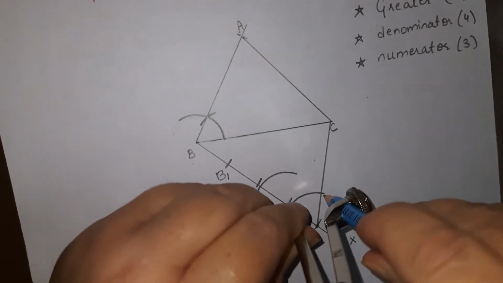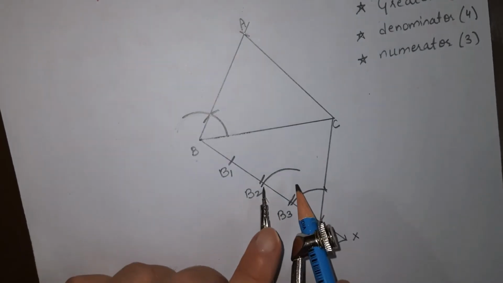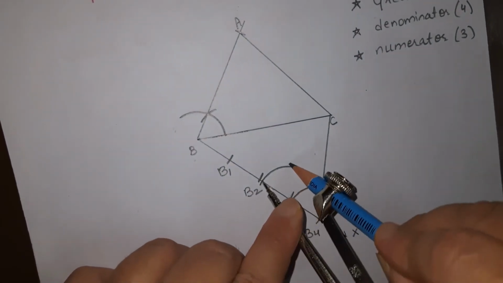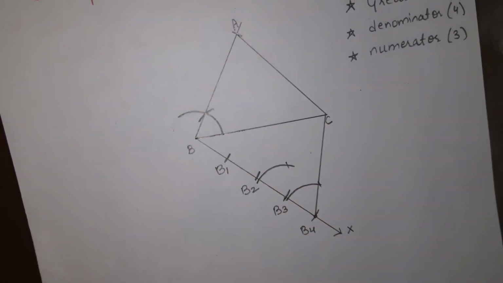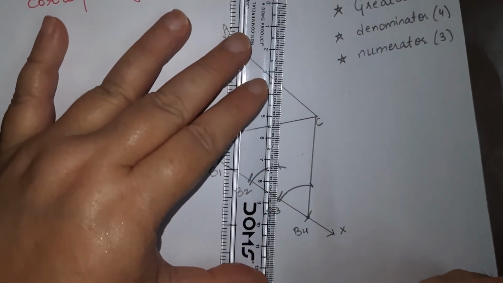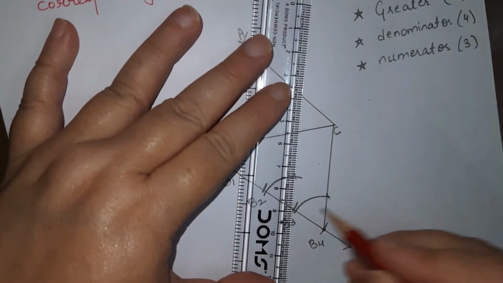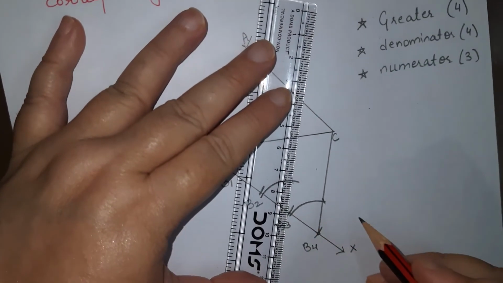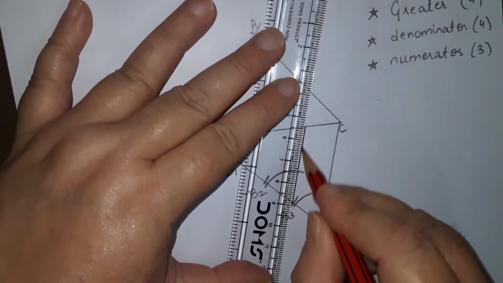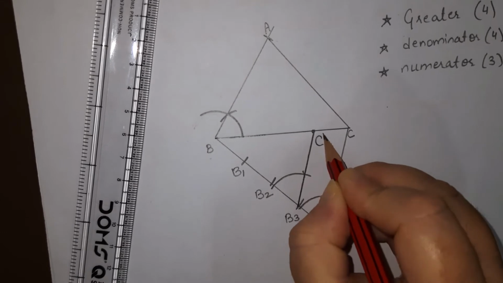So let us make the corresponding angles equal. It will be like this. This is the way to construct an equal angle. So this line through B3 will be parallel to B4C. We will take this point as C dash.